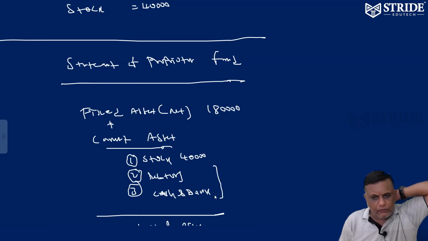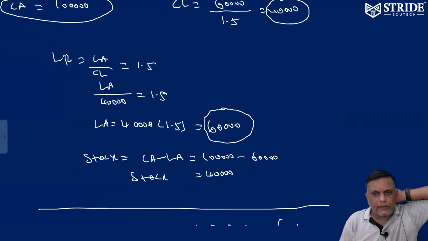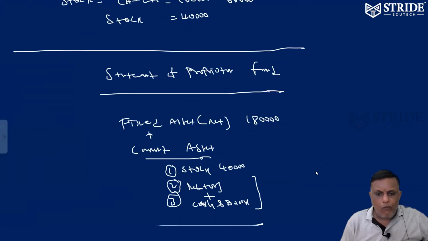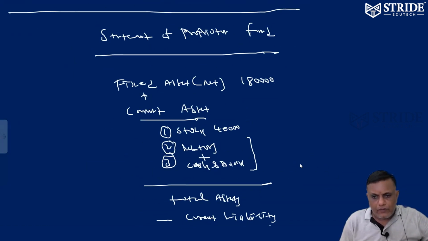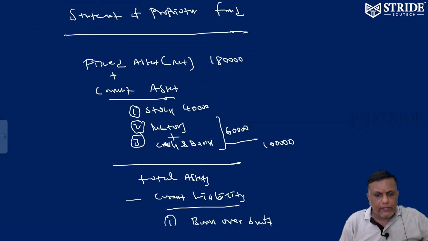The balance is equivalent to balance. What is current asset total? How much is my current asset? Current asset is 1 lakh. But debtors plus cash in bank balance 60,000. That's it. It's 40 plus 60, 1 lakh. In your total asset, 1 lakh 80 plus 1 lakh is going to be total asset 2 lakh 80.